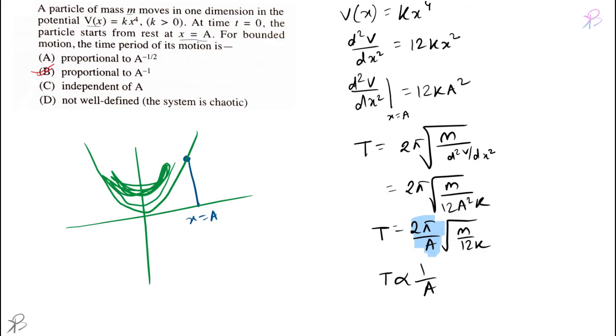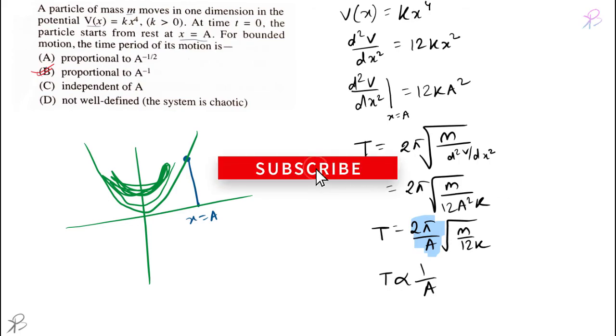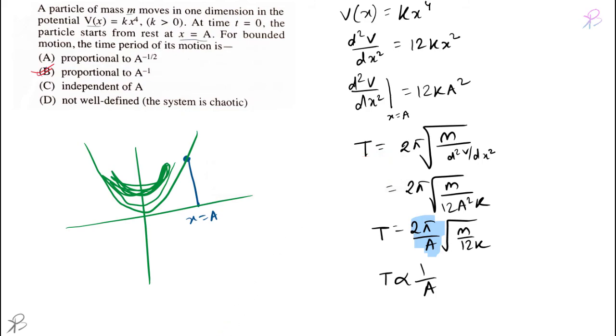And what it says is, the time period of its motion is dependent on what? According to this, if you move the particle higher up, the time period will decrease. So basically T is proportional to 1 by a. This is how you need to understand the problem physically. So even if you are unable to solve the problem, you might guess what could be the possible answer.